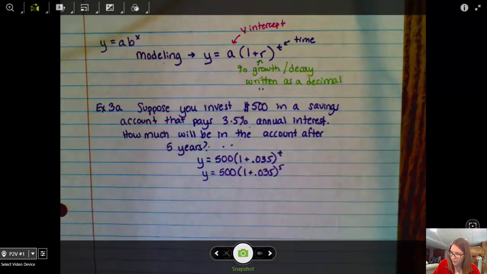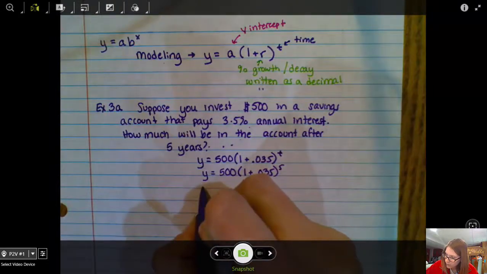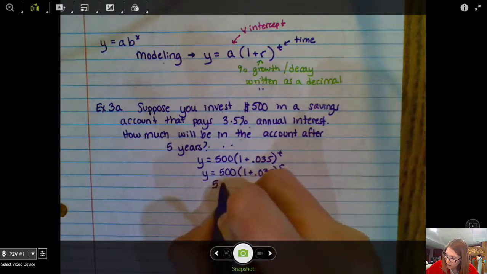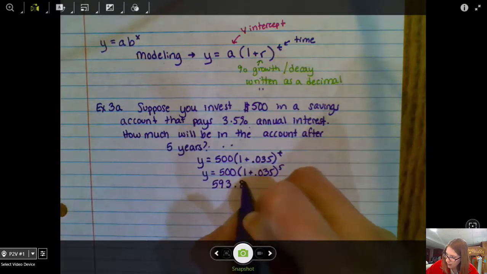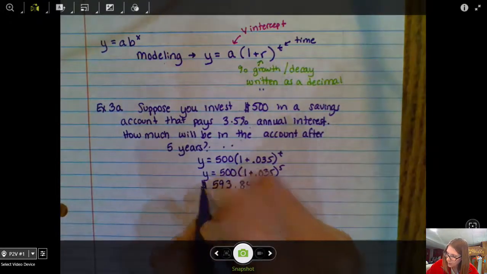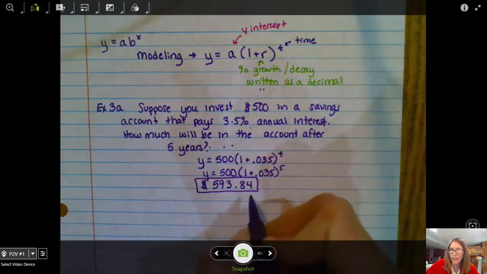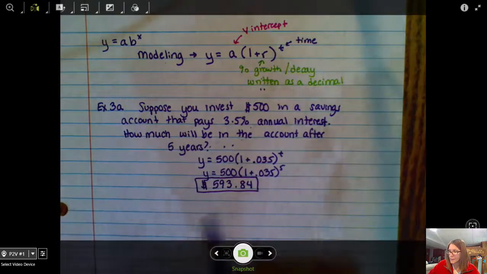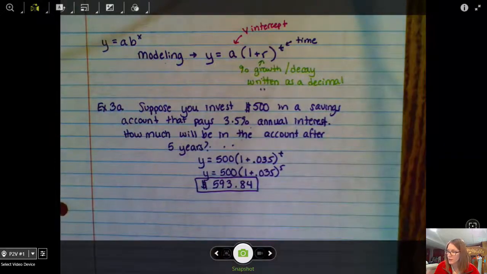Calculator here. It is $593.84. Since we're talking about money, we'll look at the nearest hundredth, and it was a 3 after the decimal point. Okay. It's $593.84.